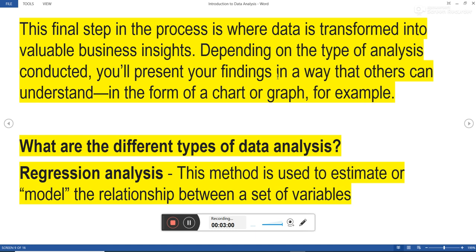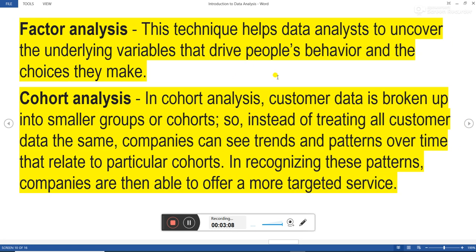The first one is regression analysis. This method is used to estimate or model the relationship between a set of variables. In this case, we normally have what is called the dependent and the independent variable. So when you are carrying out regression analysis, you try to discover the trend relationship between the independent and the dependent variables. You will see more of this as we get on.